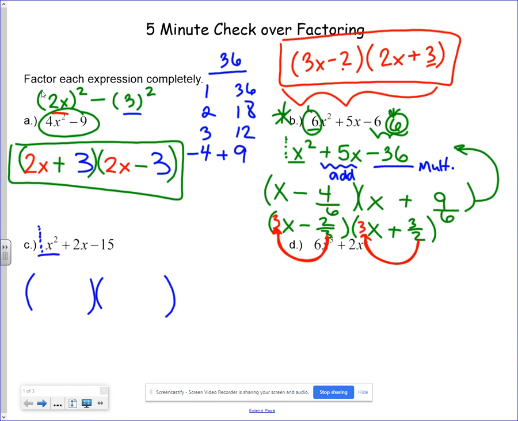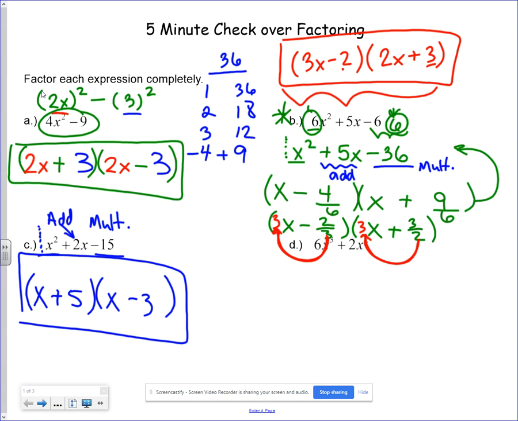So what multiplies to be x squared? x and x. Now I gotta find two numbers that multiply to be negative 15 and add to be 2. So I'm looking for factors of negative 15 that add to be 2. So positive 5 and negative 2. And you're done. That's all you can do.